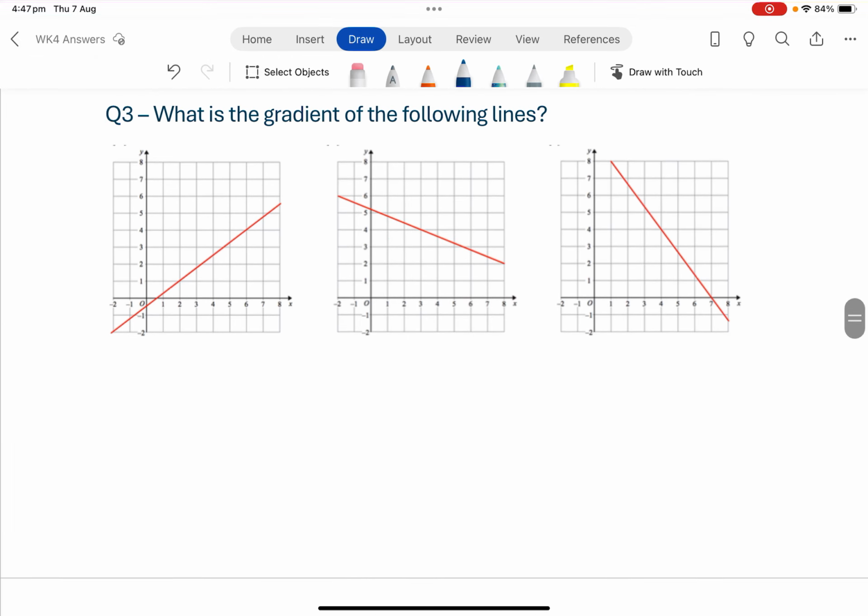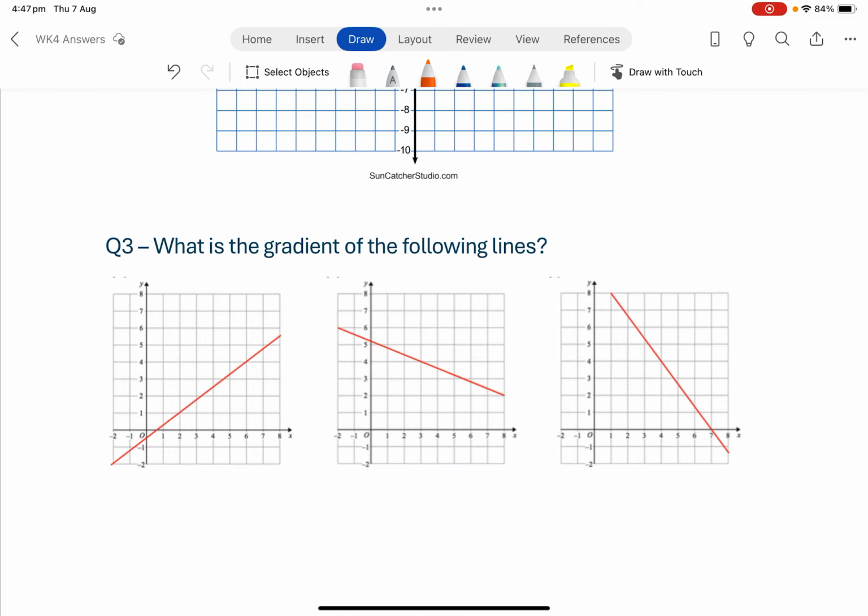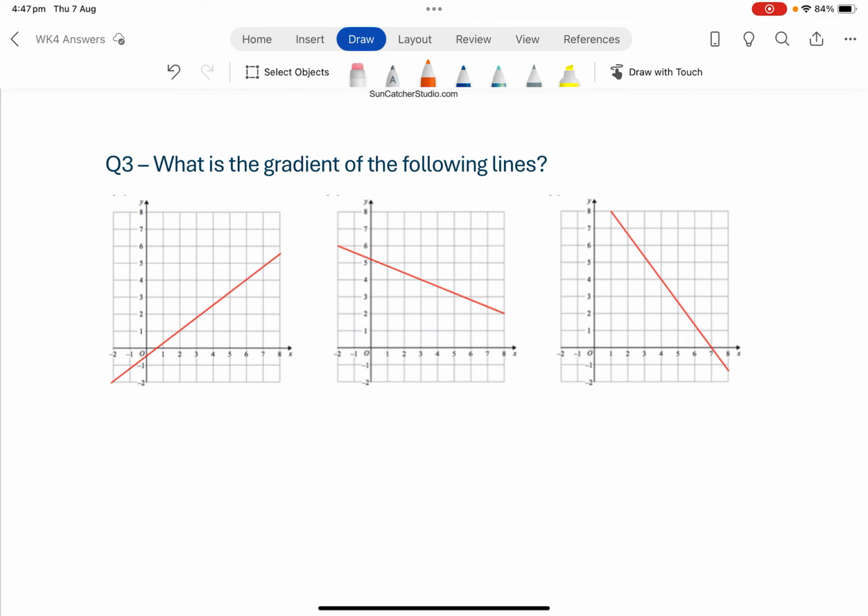Question 3. What is the gradient of the following lines? Well, if you guys remember, the first step I want you to do with these questions is pick two really nice points on this line. So I can see it hits straight on the corner of the grid, right? Like in the crosshair of the grid, so to speak. It crosses through one of the crosshairs of the grid quite nicely there. It does the same thing up here, okay? Then I'm going to look how far that way have I gone and how far that way have I gone to get to that point.